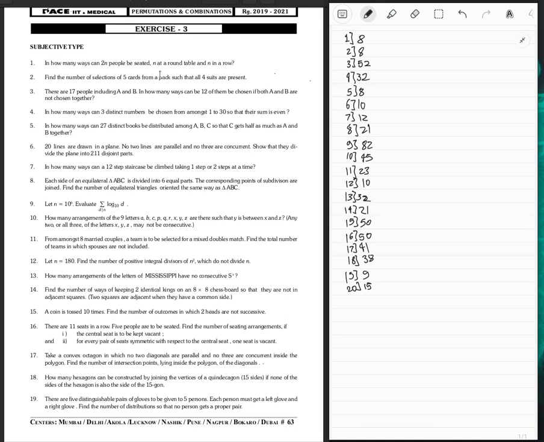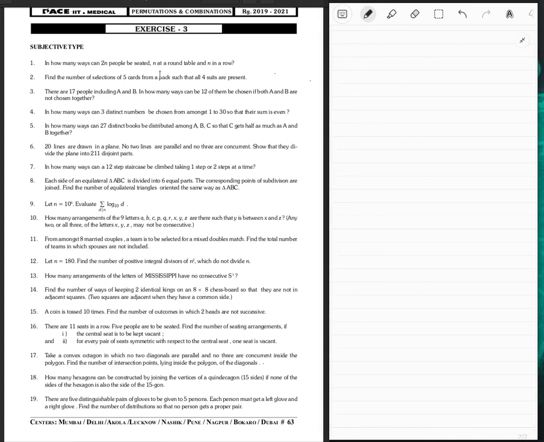Alright, just start. So, exercise 3, here we go. In how many ways can 2n people be seated at a round table and in a row? For a round table, just select these n people anyway, that's 2nPn. And the remaining n people you want to sit at a round table, right? That's n factorial ways divided by n, so (n minus 1) factorial ways of doing that.